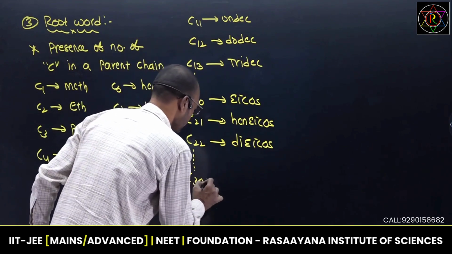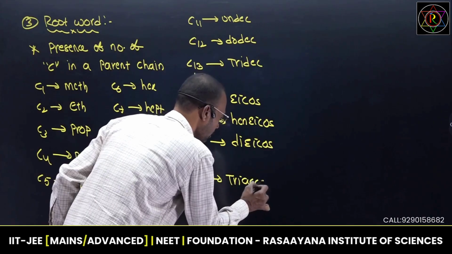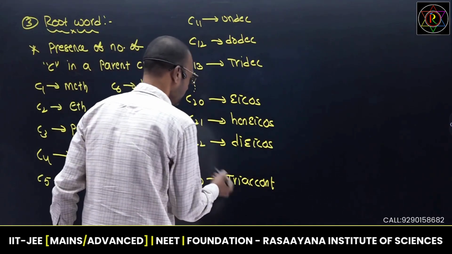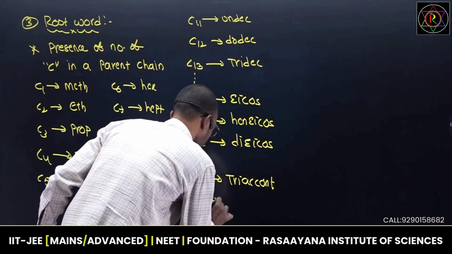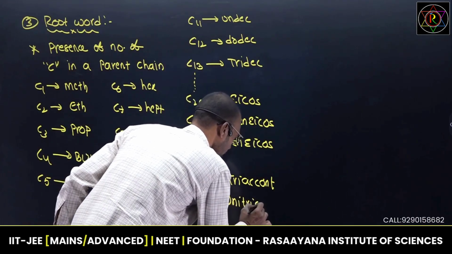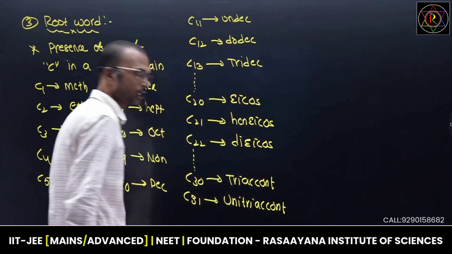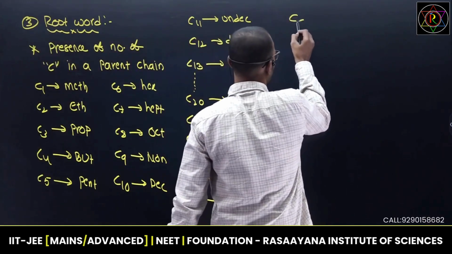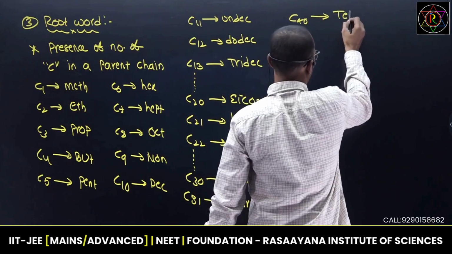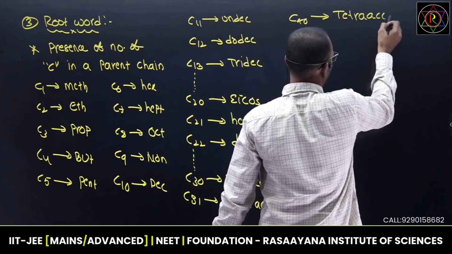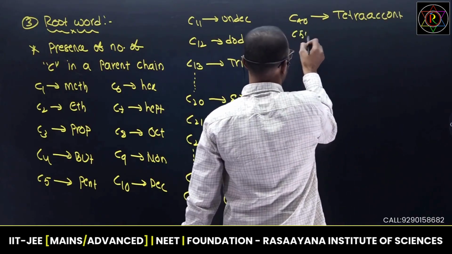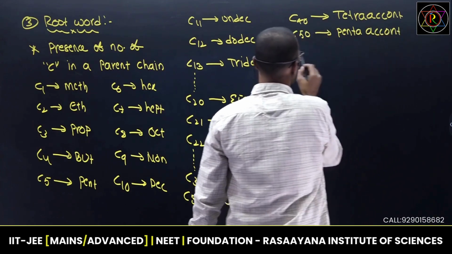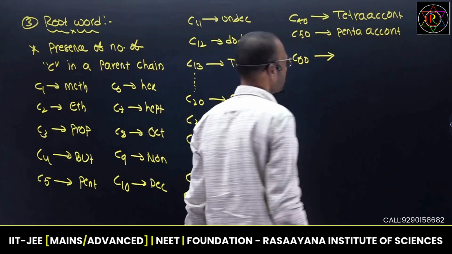Finally you will get 30, which is called triacont. C30. C31 is untriacont, C32 is ditriacont, like that. Suppose C40 carbons are present, tetracont. C50, pentacont. C60, many names are there.